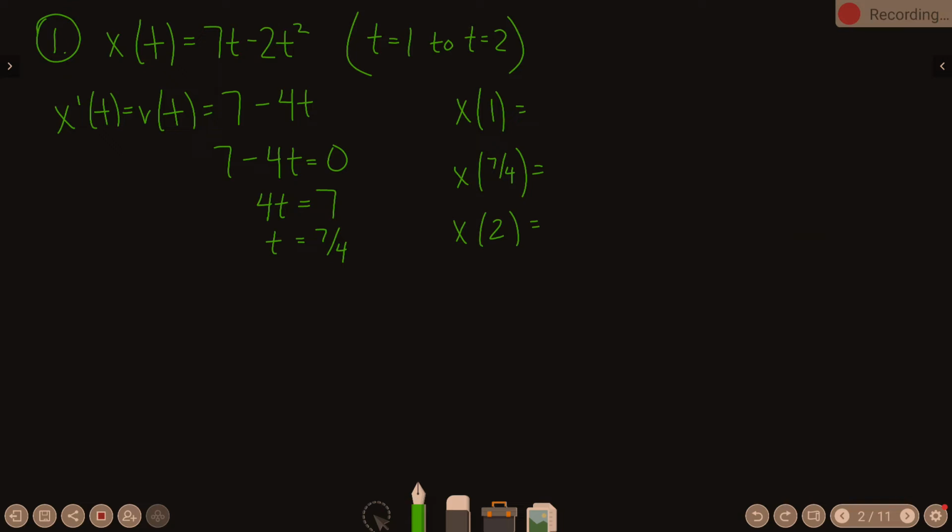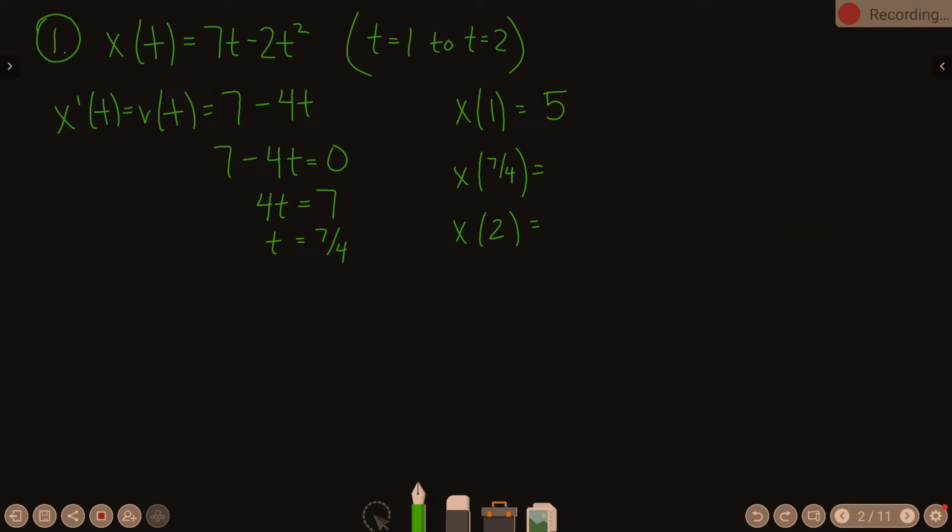And so when I'm saying find the position, we're taking those critical values and we don't want to put them back into velocity. We've got to put them back into the position function, right? So when I put x of 1 in, 7 minus 2 is 5. When I put 7/4 in, my brain says, ugh.